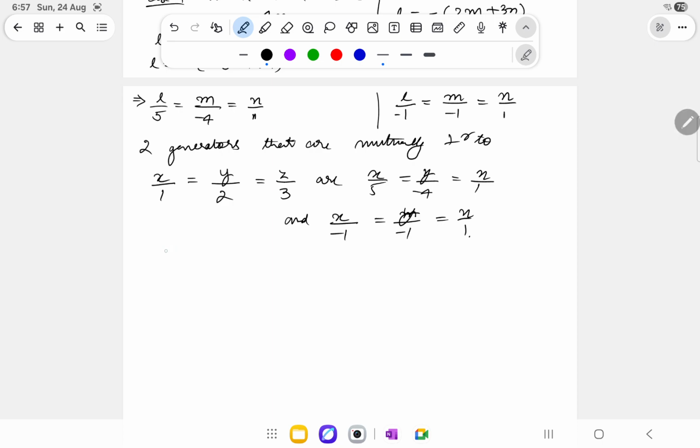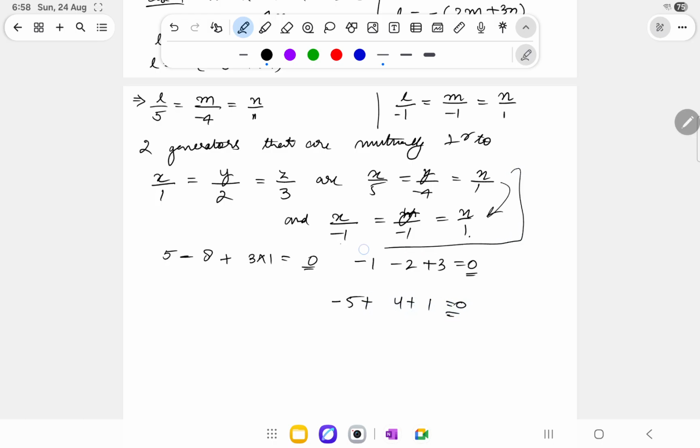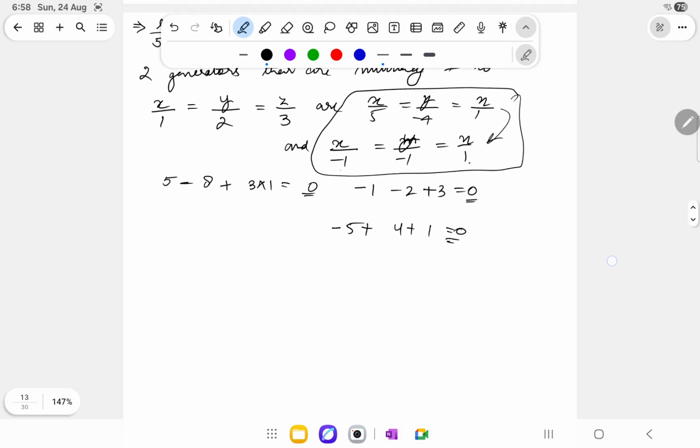Let's just do that. 5 minus 8 plus 3 into 1, so this is 0. Similarly, you can check for another one, which will be 1 minus 2 plus 3, which is 0 again, and you can check between these two as well. So this is 5 minus 4 minus 1 equals 0. So these two are the other two mutually perpendicular generators of the set.